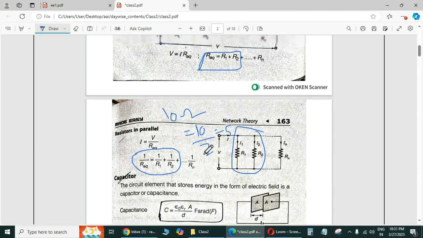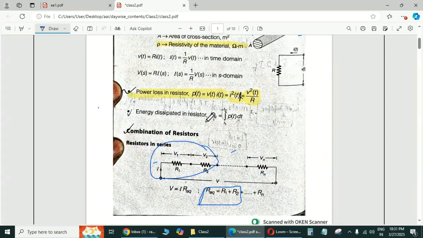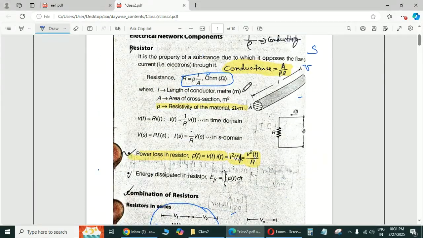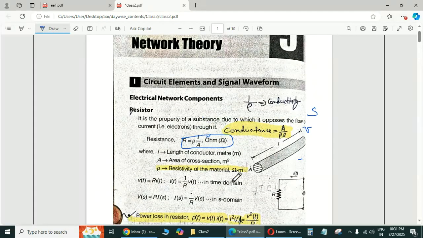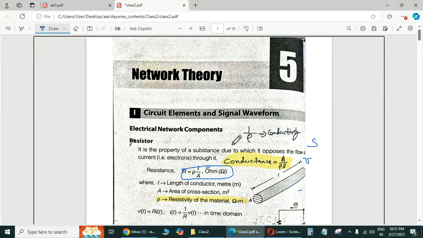So it's all about resistance calculations, units of resistance, conductance, resistivity, conductivity, series and parallel connections, and power loss. This is very important: how to calculate power loss in resistors. So this is all about resistors, and their units are also very important.